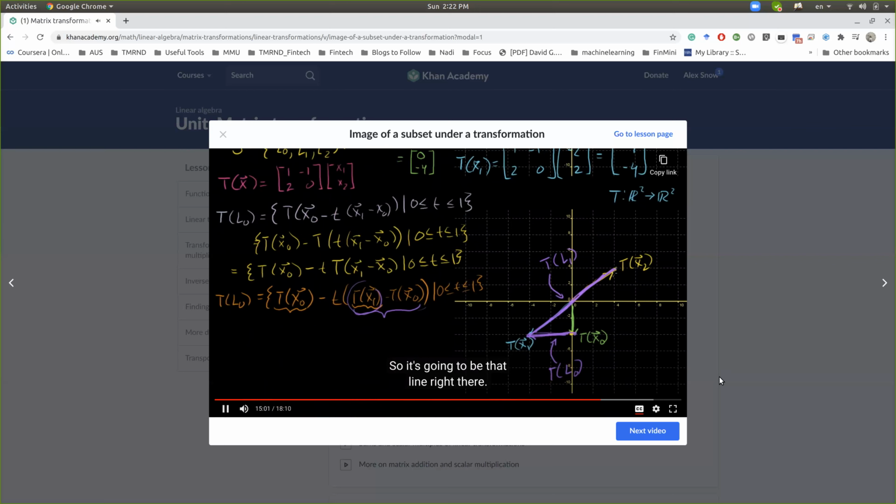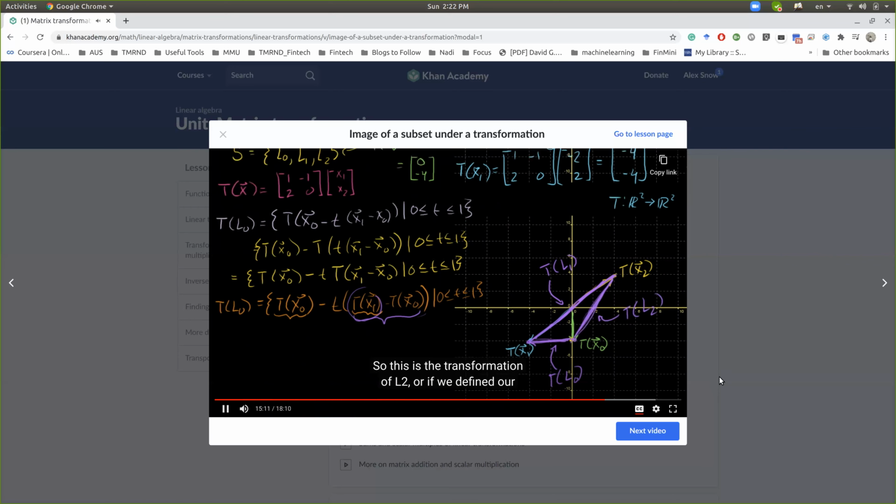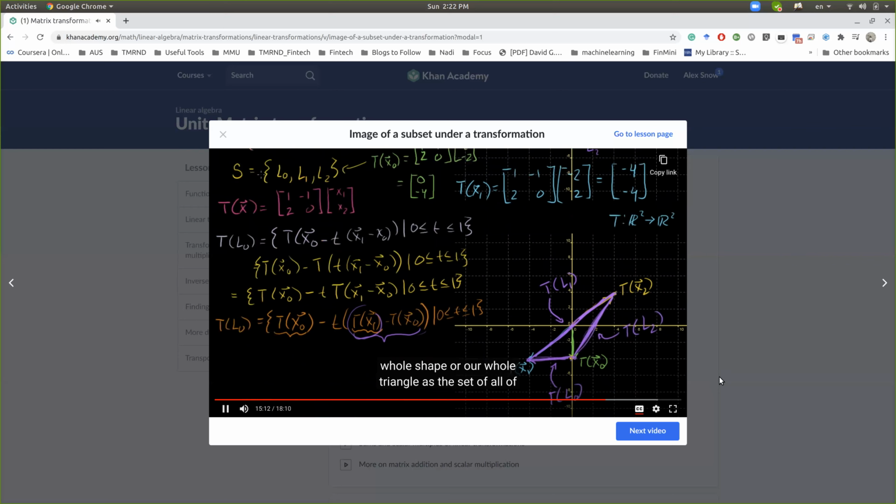So it's going to be that line right there. It's going to be that line right there. So this is the transformation of L2. Or if we defined our whole shape, or our whole triangle, as the set of all of these, the transformation of that, so the transformation of our whole shape, is now this skewed triangle.